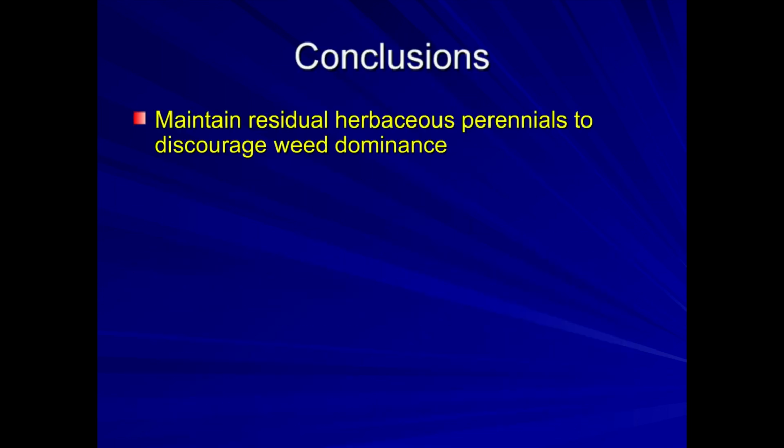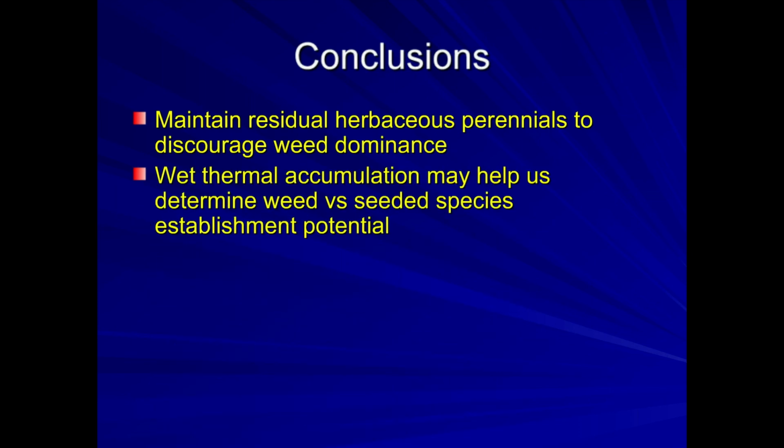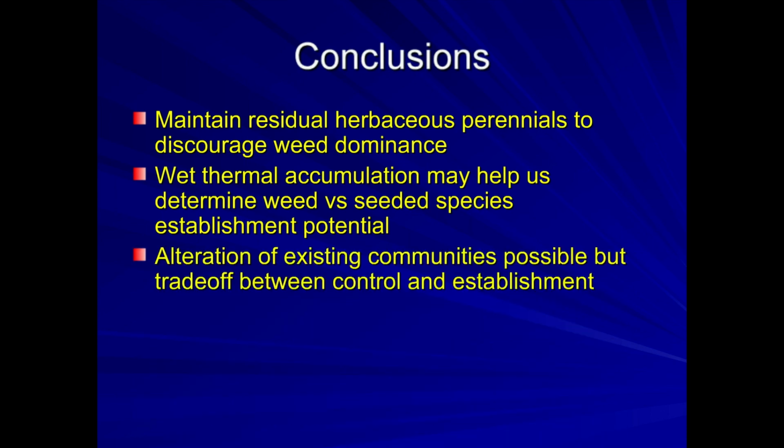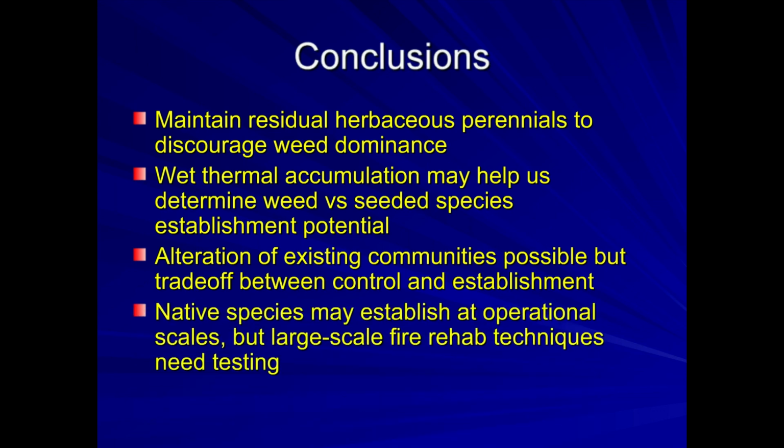Conclusions, some quick ones here. Maintain your residuals to discourage weed dominance. We may have some models to compare how likely things are to establish versus weeds with thermal accumulation. We can alter our existing communities, but there may be a trade-off between how much control we get and how much understory establishment. And native species can establish at operational scales, but large-scale, replicated operational scale research is needed. Thank you. I think I have some time for a question or two.